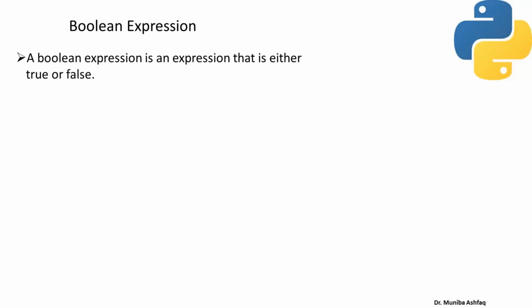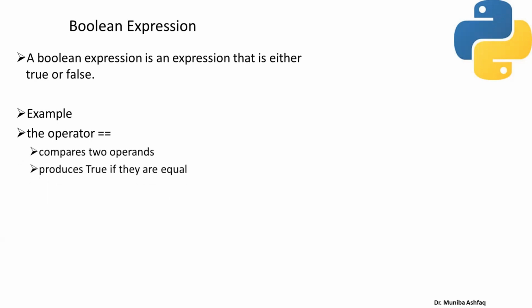These Boolean expressions actually contain some relationship. We are going to check the relationship between two operands using one of the operators. Example: here we are using the equality sign. This is a comparison operator and it is used to compare two operands. It produces true if they are equal, and it produces false if they are unequal.